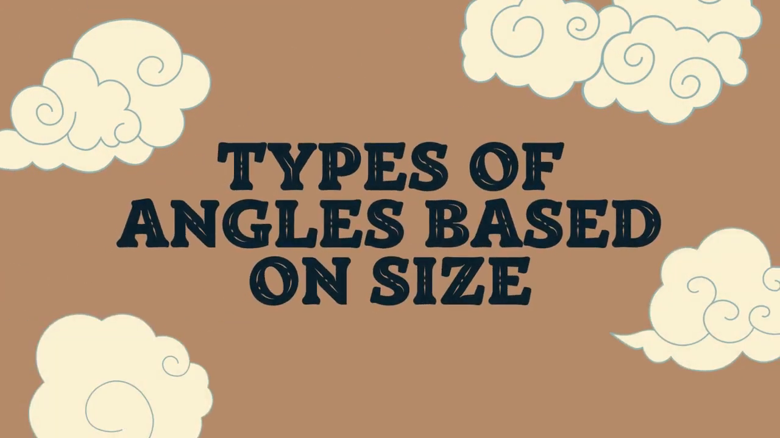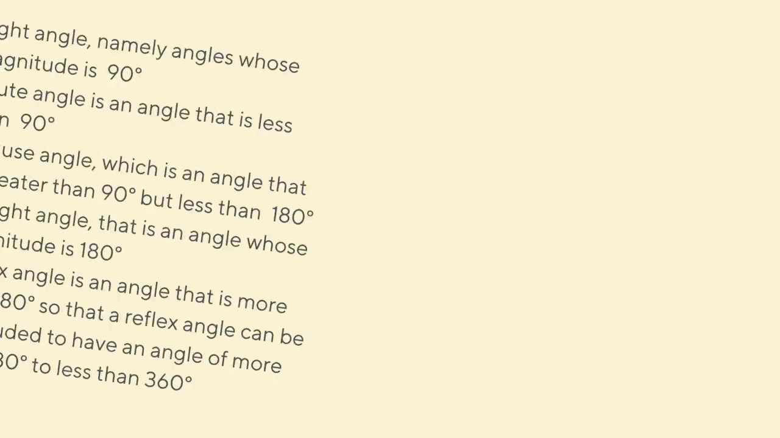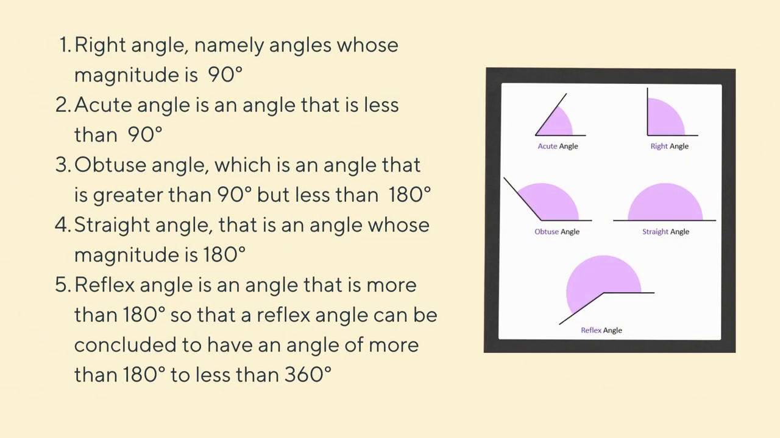The next topic is types of angles based on size. 1 is right angle, namely angles whose magnitude is 90 degrees. 2 is acute angle. Acute angle is an angle that is less than 90 degrees. 3 is obtuse angle, which is an angle that is greater than 90 degrees but less than 180 degrees. 4 is straight angle, that is an angle whose magnitude is 180 degrees.